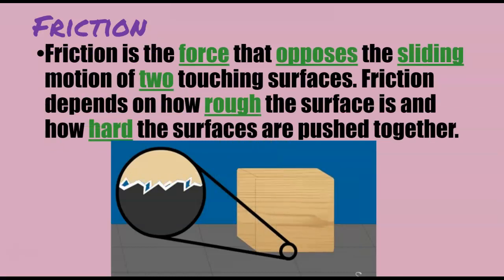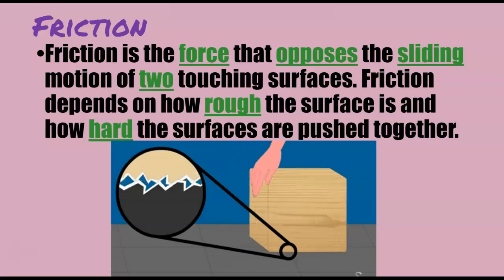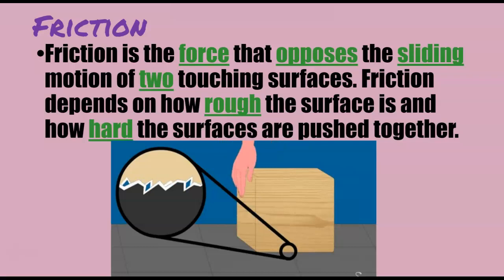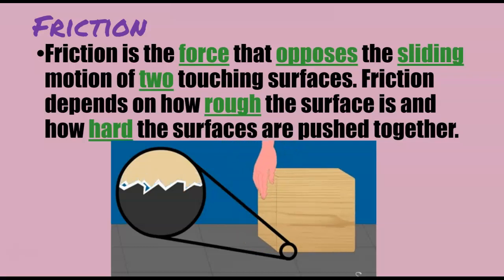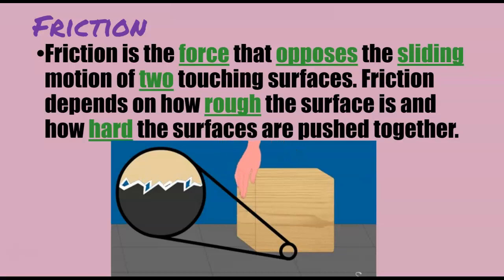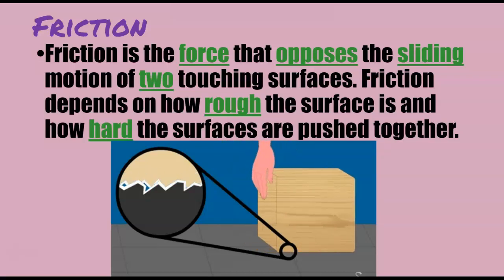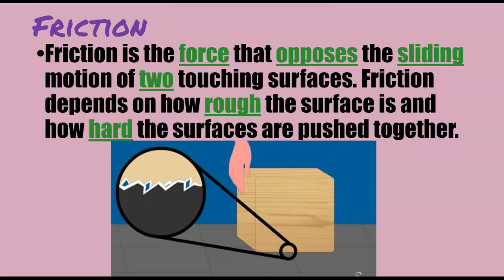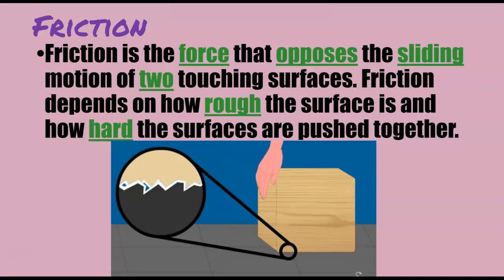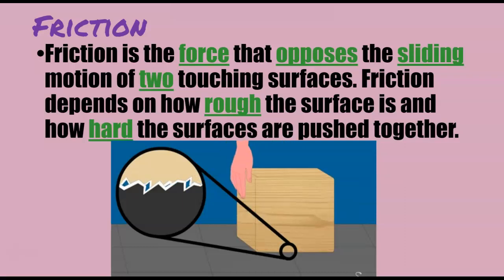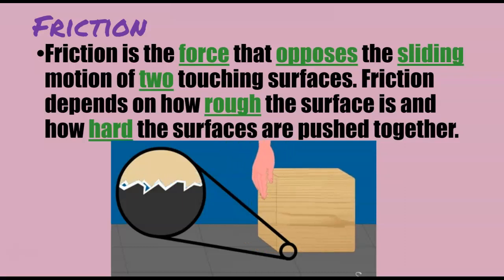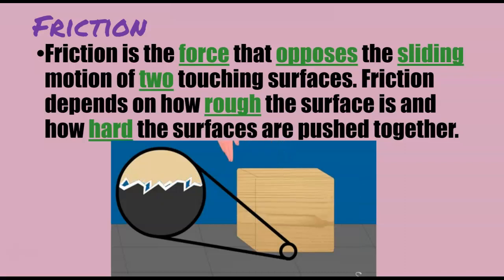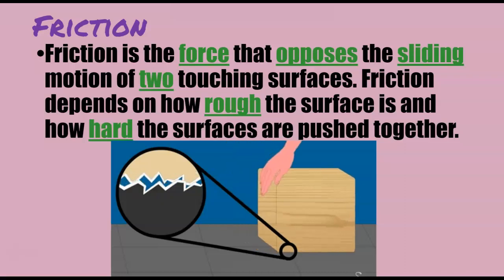All right, so one of the big things we're going to start looking at is friction. Friction is a force, and again, force is labeled with newtons. Friction is the force that opposes, is the opposite of, the sliding motion of two touching surfaces. Friction depends on how rough the surface is. That's the first thing friction is dependent on. And how hard the surfaces are being pushed against each other.